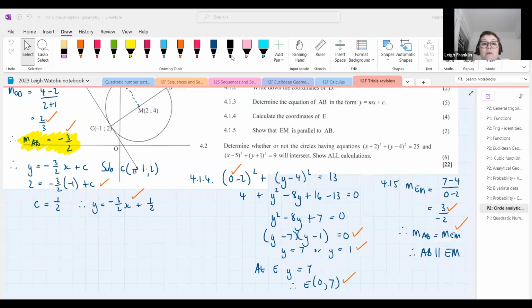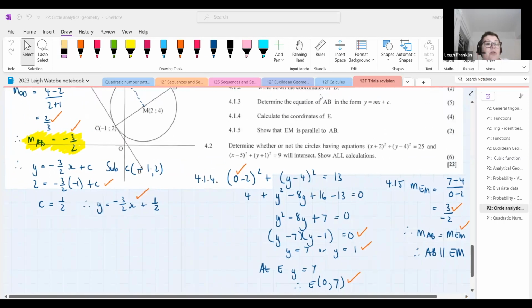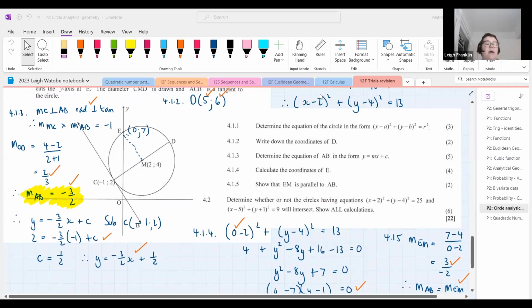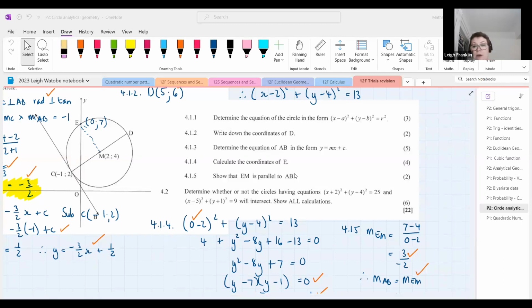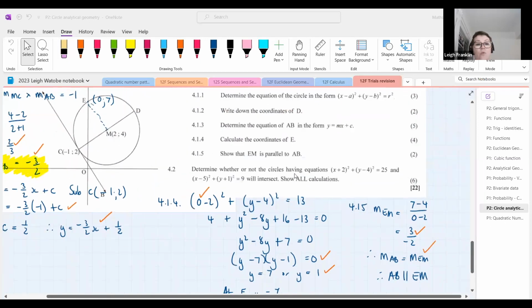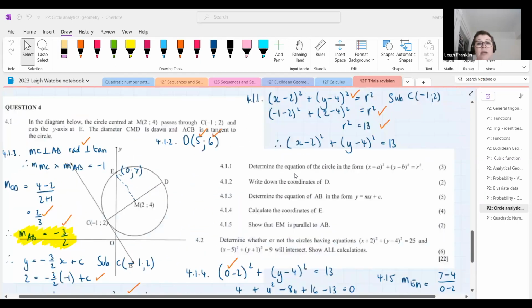That's it, Mosey. That's quite right, Chad. Because the lines are perpendicular, the product of their gradients would be minus 1. And then in the last question, where you had to show that EM was parallel to AB, we had to calculate the gradient of EM, which was also minus 3 over 2. So the gradients are the same, therefore the lines are parallel. You guys are welcome to take screenshots.